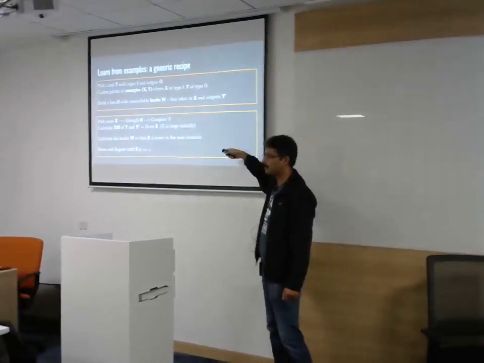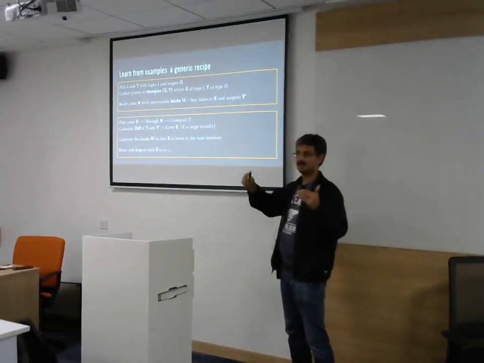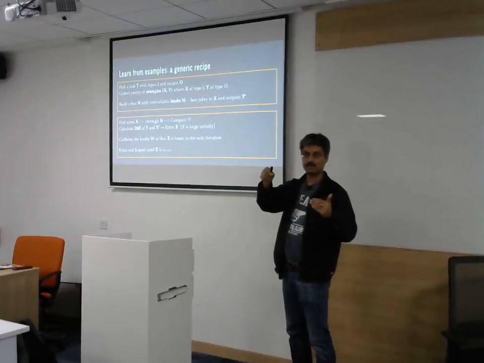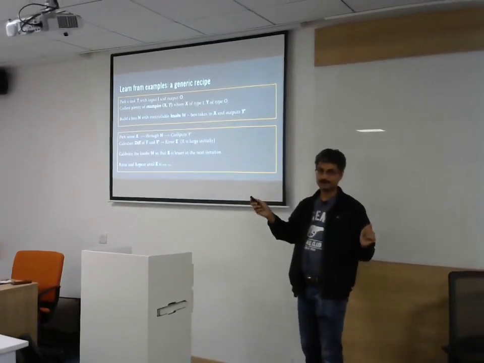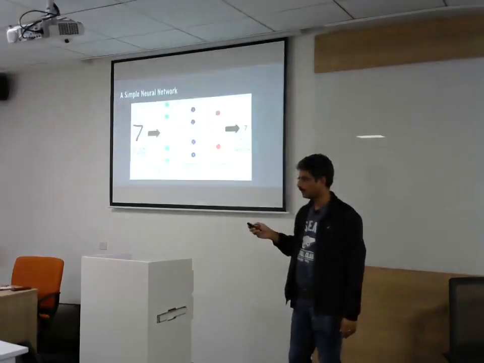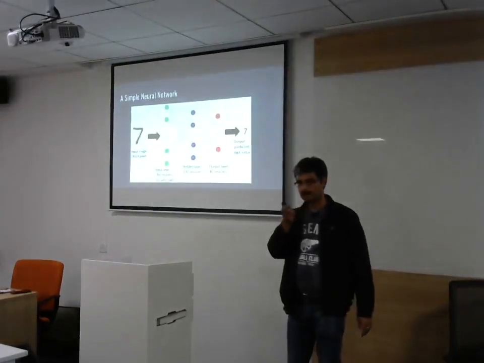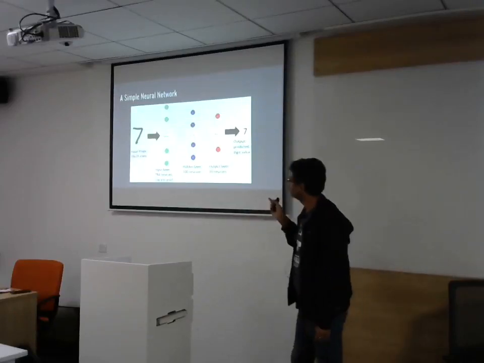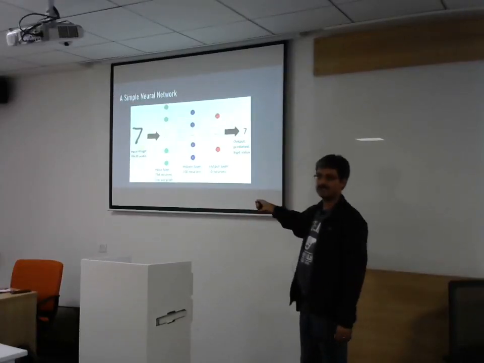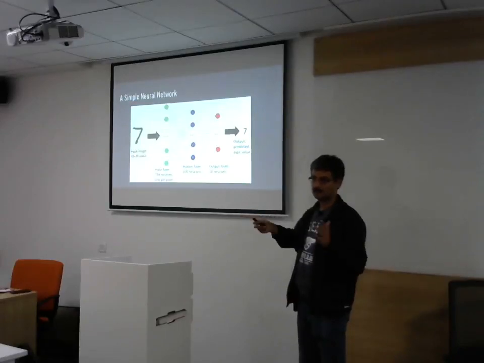Okay, and you repeat this process of passing an example, computing the error, updating your knobs until that error is very small for the whole batch. So a neural network is an example of the box. What can go inside the box? It's a sort of a template.